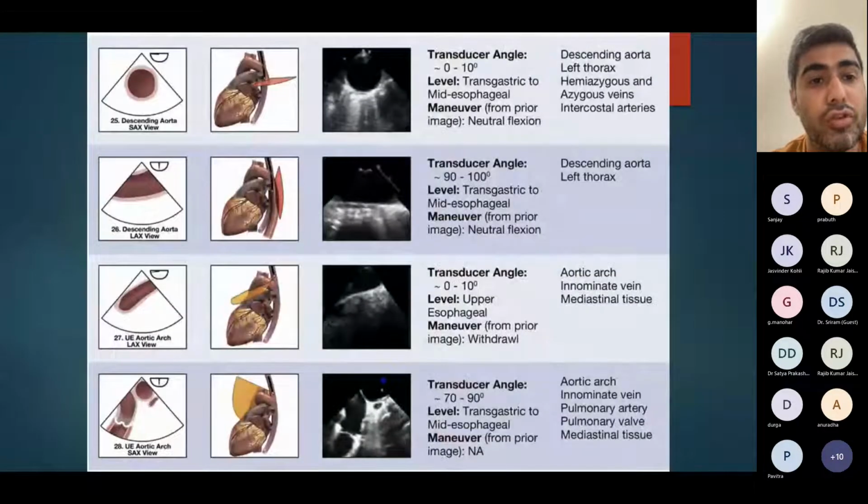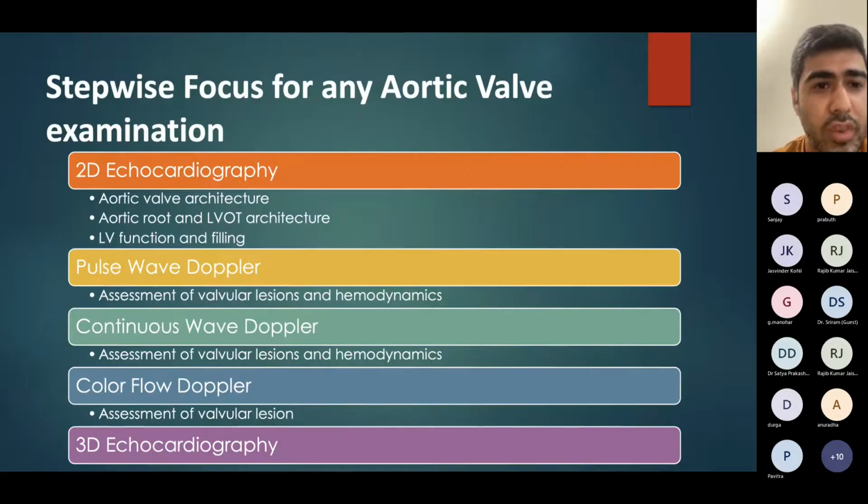Other important views, which any cardiac anesthesiologist should be aware of for anomalies associated with the aorta, like aneurysms or dissections, are the descending aortic short axis view and the long axis view for assessing the descending aorta, and the upper esophageal aortic arch long and short axis view for assessing the aortic arch for any aneurysms, dissections, and any associated anomalies.